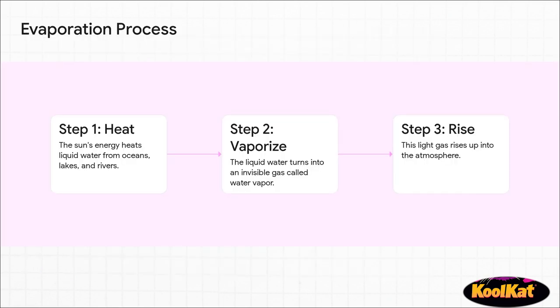The process itself is actually pretty simple. First, the sun's energy heats the water. That energy makes the water molecules start moving around like crazy, spreading out and turning into a vapor that's way lighter than the liquid water around it. And just like that, up they go, rising as a gas that you can't even see.